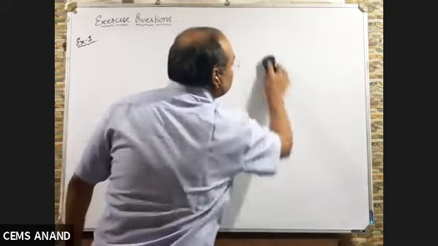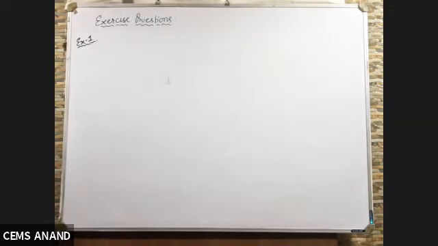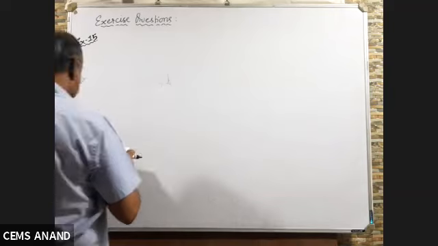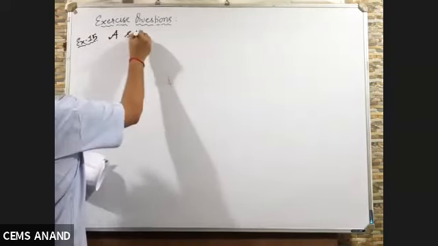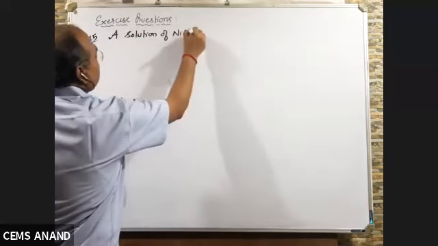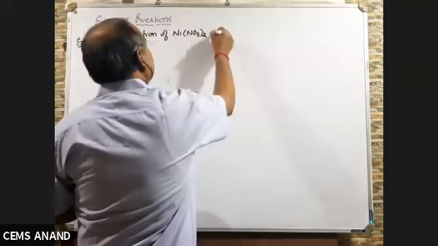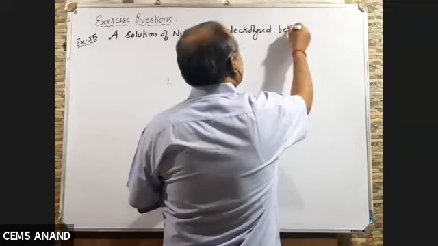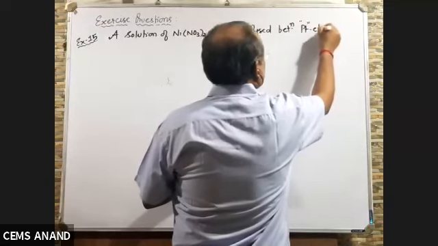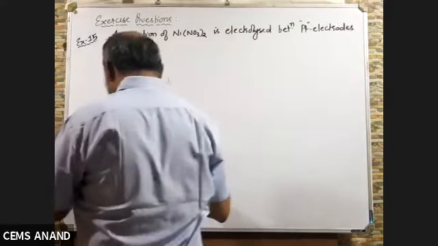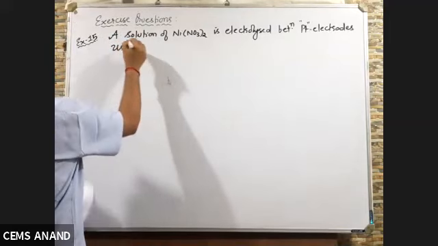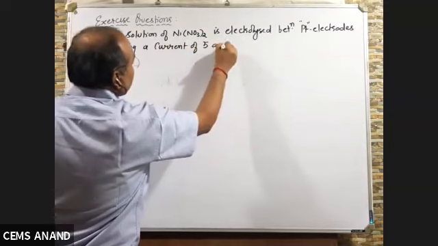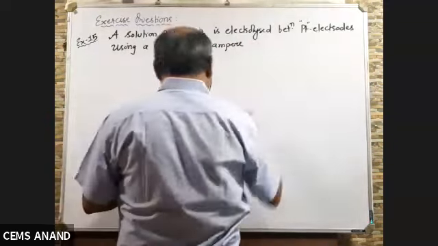Now, numerical number 15. Right? A solution of nickel nitrate is electrolyzed between platinum electrodes using a current of 5 ampere for 20 minutes.